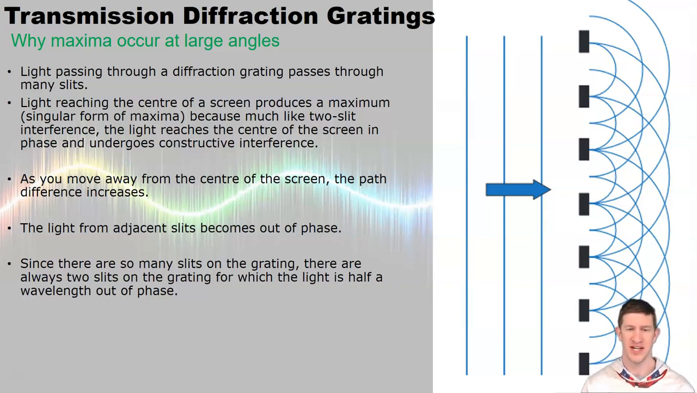So the light from adjacent slits starts to become out of phase. And remember, the more out of phase we are, the more it destructively interferes. If you're out of phase by lambda on 2, half a wavelength, it completely cancels out and you have no light there. Given that we've got so many slits on a grating, there are always two slits for which the light is half a wavelength out of phase.